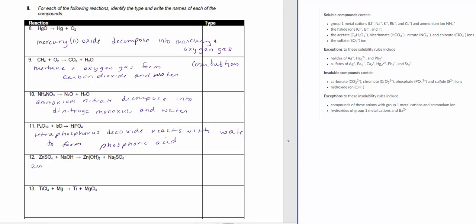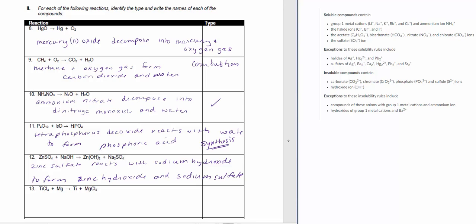Here we have zinc sulfate reacts with sodium hydroxide to form, that is, zinc hydroxide and sodium sulfate. And I forgot to say what kind of reaction we had. So this was decomposition. I think I said that. This is a synthesis reaction. We only have one product, so we are synthesizing it. This is a double displacement.